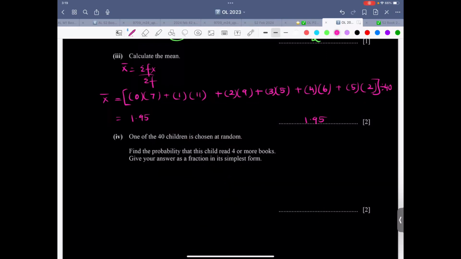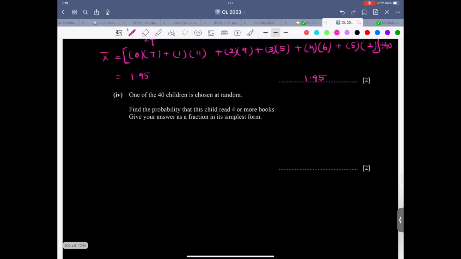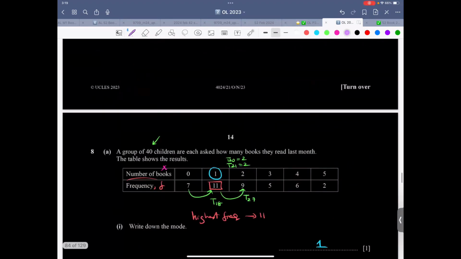Now we start with the part related with probability. It says one of the 40 children is chosen at random. Find the probability this child read 4 or more books. The key words over here are at least. So at least 4 books, that is either 4 or 5.